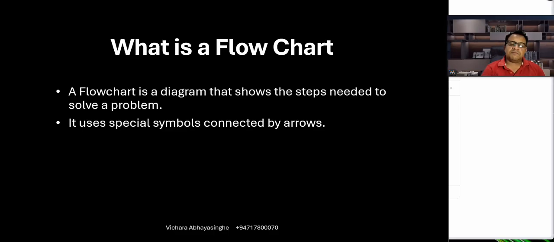Using a flowchart, we can understand what a system is and how it flows, and we can identify the problems and find a solution for this as well. So a flowchart is a diagram that shows the steps needed to solve a problem. There are different symbols used in flowcharts as well.